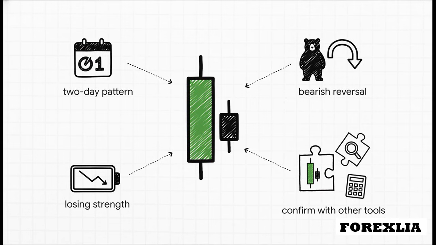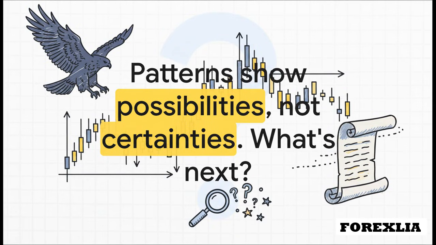So let's just quickly recap the big points. The descending hawk is a simple 2-day pattern. It signals a potential change in direction, a bearish reversal. It tells us that the uptrend might be losing its strength, and most importantly, it's just one tool in the toolbox. You always want to use it with other forms of analysis to confirm what you are seeing. At the end of the day, patterns like the descending hawk are all about understanding the story the market is telling us. So friends, today you learned about the descending hawk in detail.